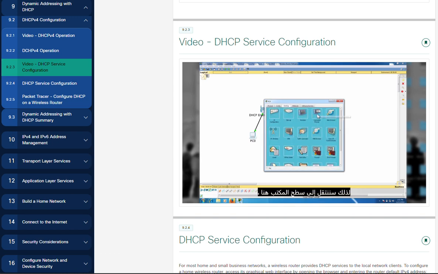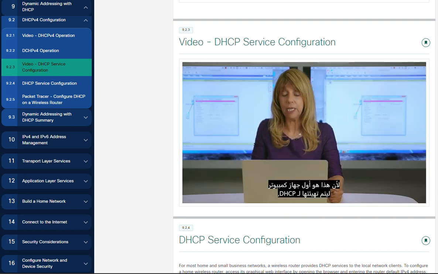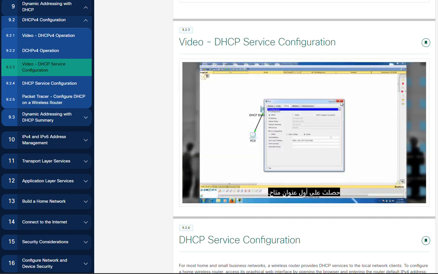So we're going to go to the desktop here, and we're going to look at our IP configuration, and then change it from the static configuration to getting its IP address via DHCP. And you will notice that immediately the device sent out a request for a DHCP address and received one from the DHCP server. You'll notice from the information that since this is the first PC to be configured for DHCP, it got the first available address.